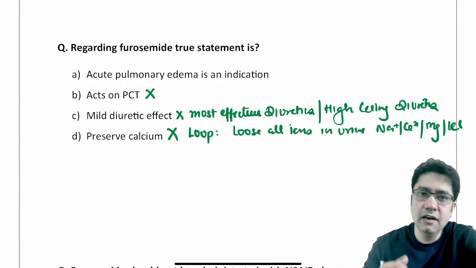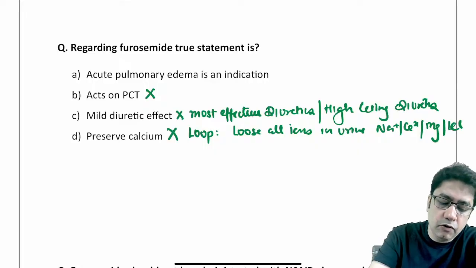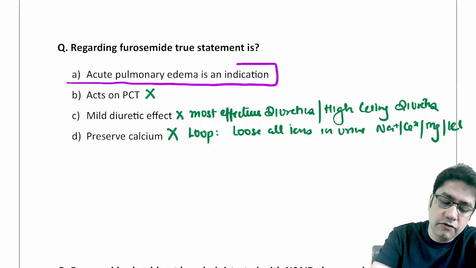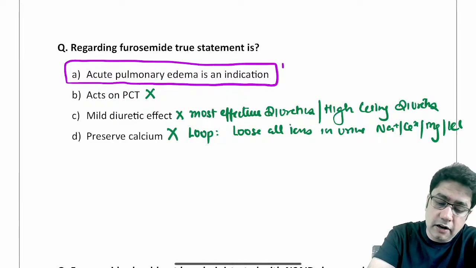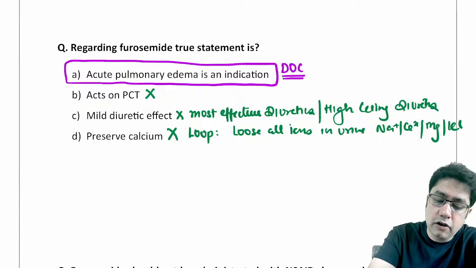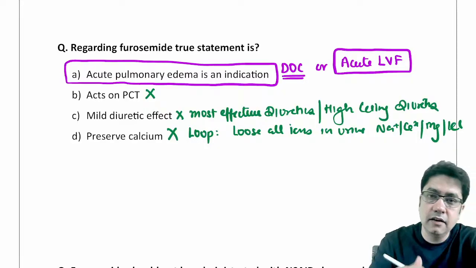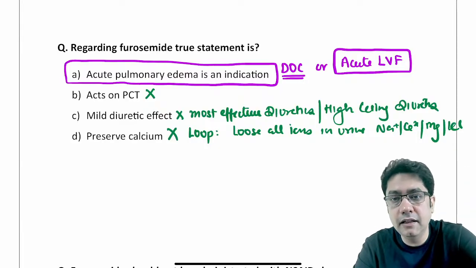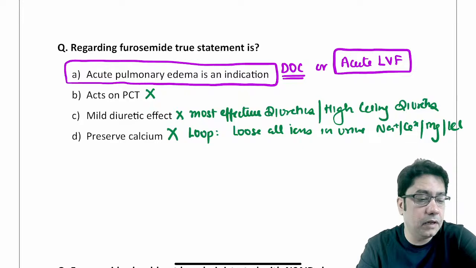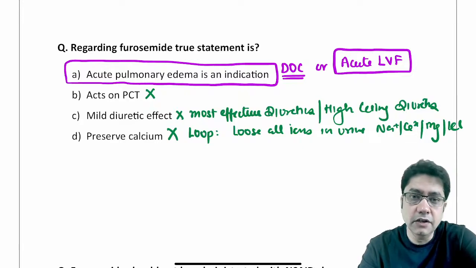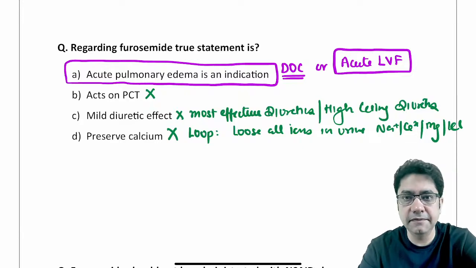Now remember, loop diuretic furosemide, it is the drug of choice for acute pulmonary edema, which is also known as acute left ventricular failure. Because in left ventricular failure, the blood will be collected in lungs, which will lead to acute pulmonary edema. Okay. So the answer of this question is A.